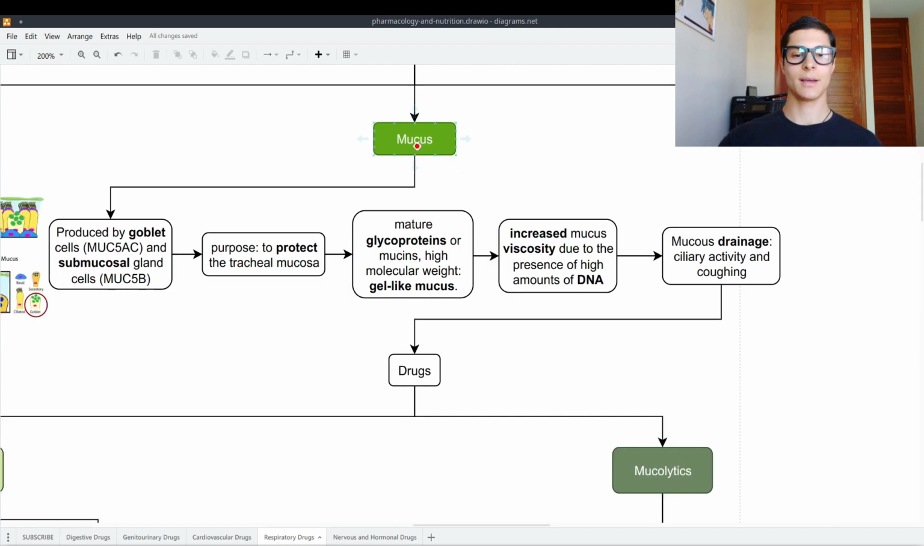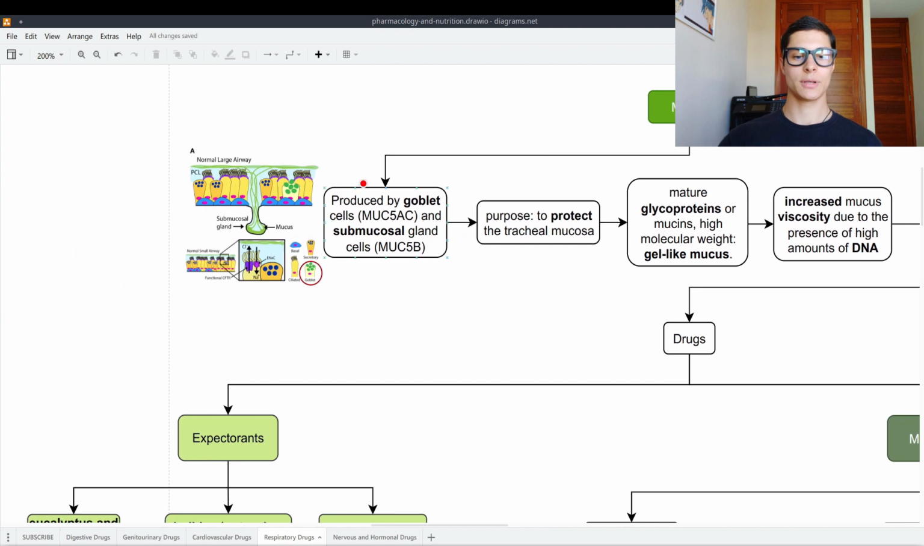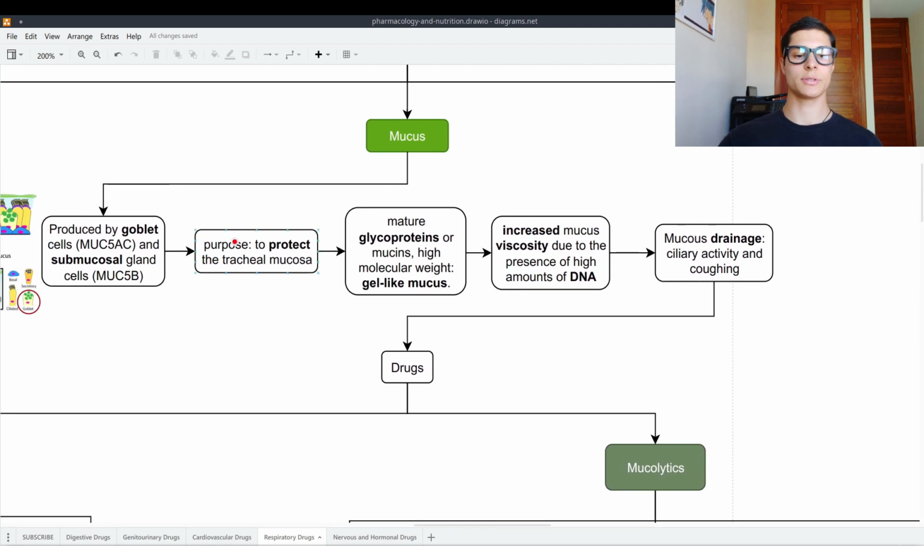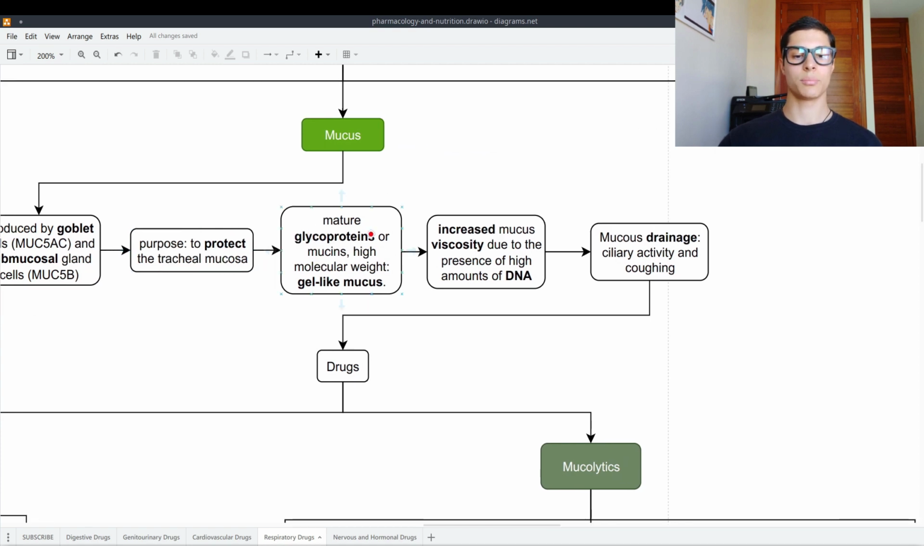So now let's take a look at mucus. Mucus is produced by goblet cells, which release the MUC5AC, and the submucosal gland cells, which release the MUC5B. So you can see here the submucosal glands and the goblet cells. The purpose of the mucus is to protect the tracheal mucosa, and the mature glycoproteins or mucins will increase the molecular weight, so forming the gel-like mucus.